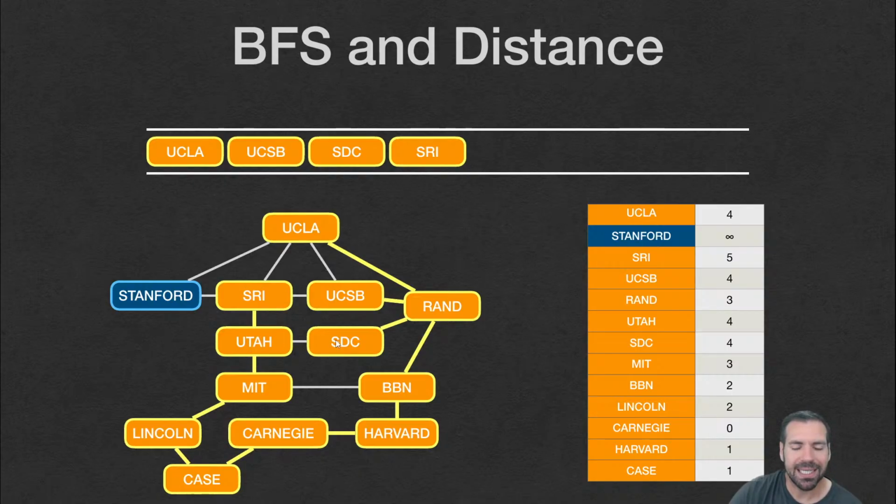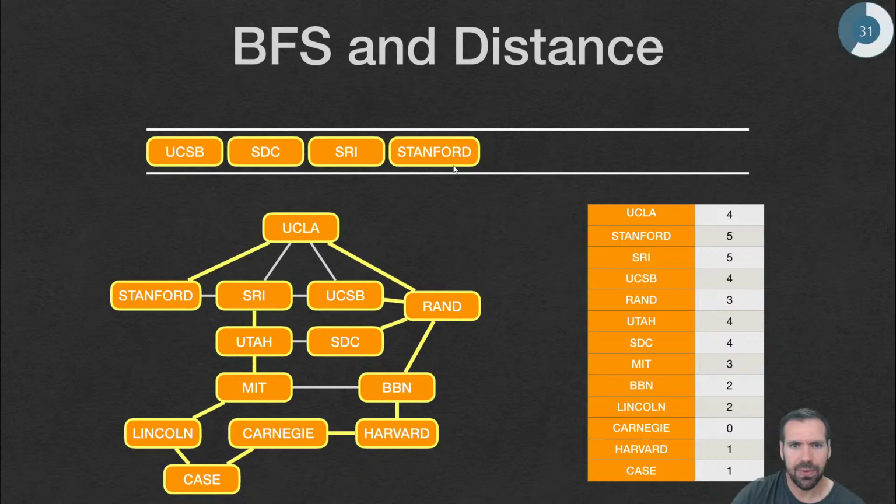Then Utah checks SDC, sees it's already been explored, so it skips it. Checks MIT, it's already been explored, don't do anything. UCLA, we're going to find Stanford, enqueue it, mark it as explored. It sets distance to 5, UCLA's distance plus 1. UCLA checks SRI, already explored, don't do anything, already explored, don't do anything, already explored, don't do anything.